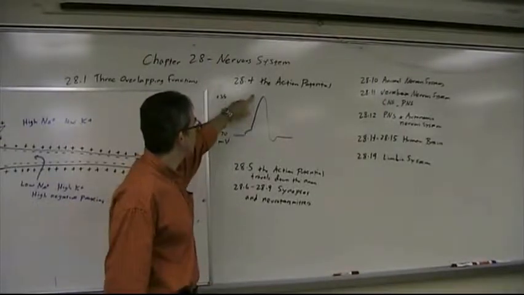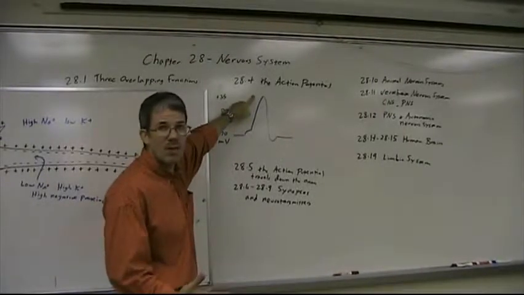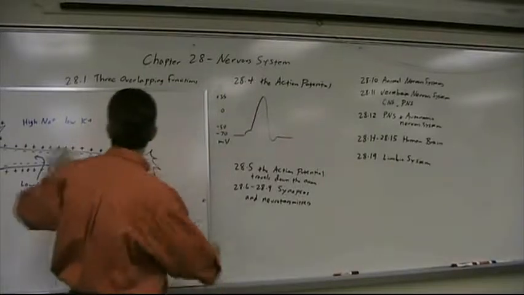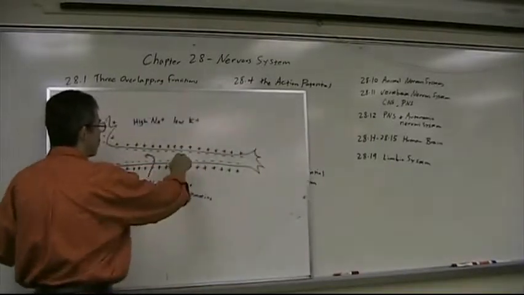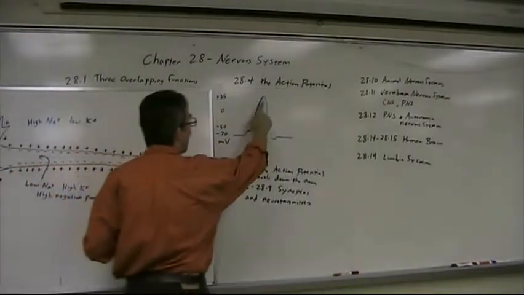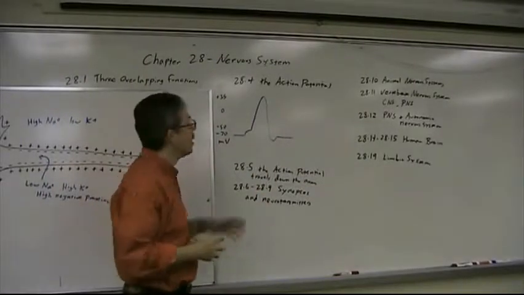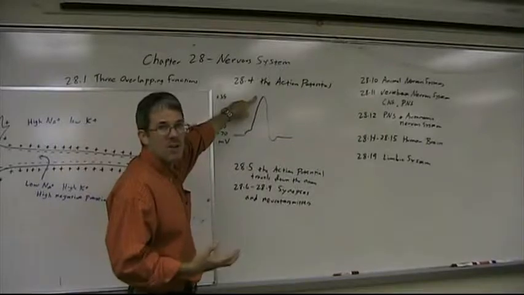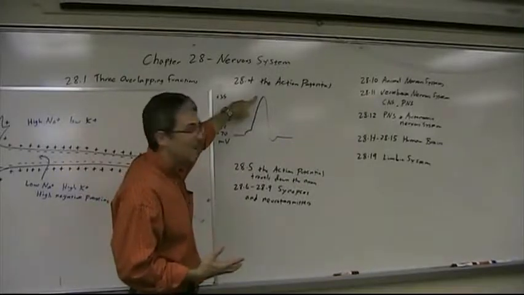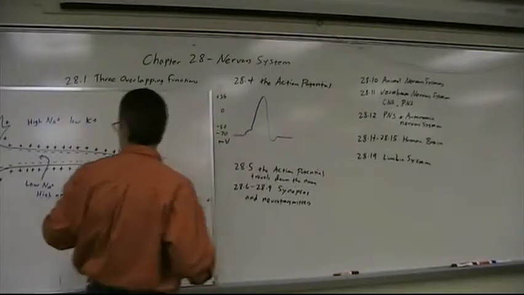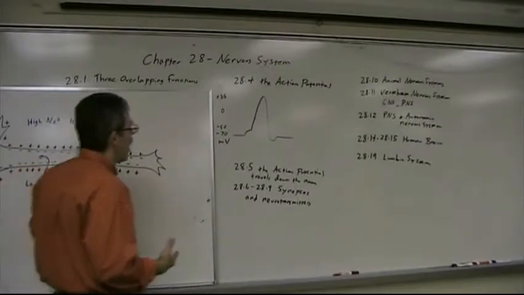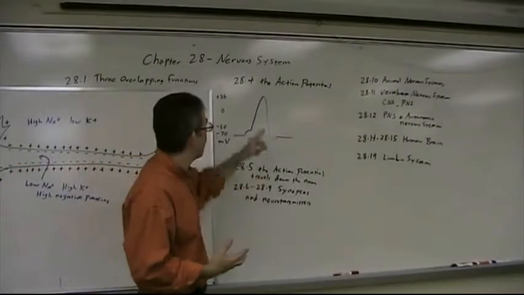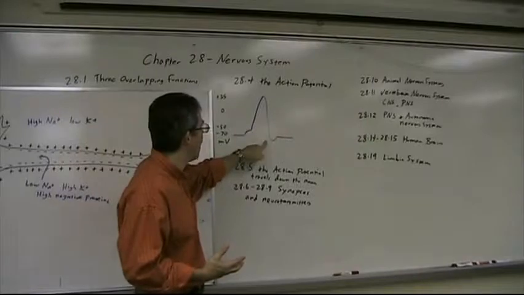During this depolarization phase, the sodium channels open, sodium diffuses into the cell, the inside becomes more positive, and the curve goes up. Then when it reaches about plus 35, it switches over. The sodium channels close, potassium channels open. Potassium is going to diffuse out. So when positive charges are leaving, the cell becomes more negative and the curve goes back down.